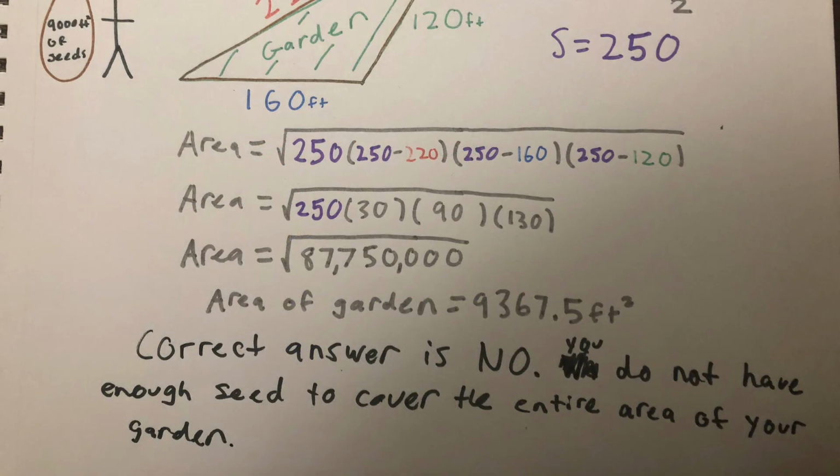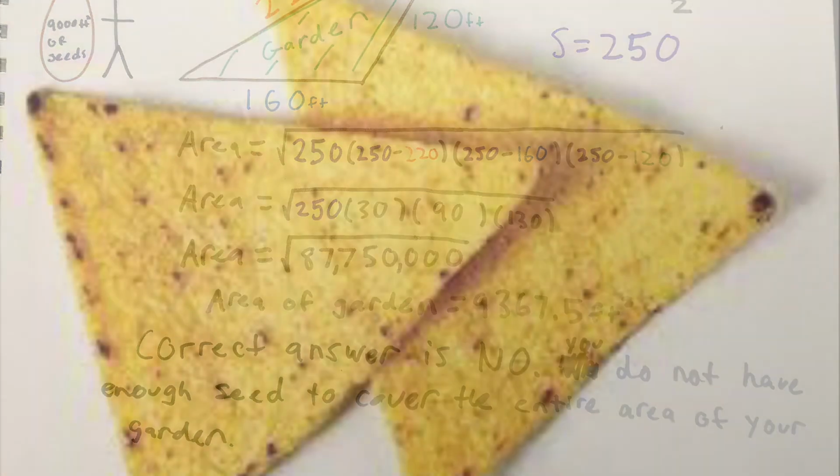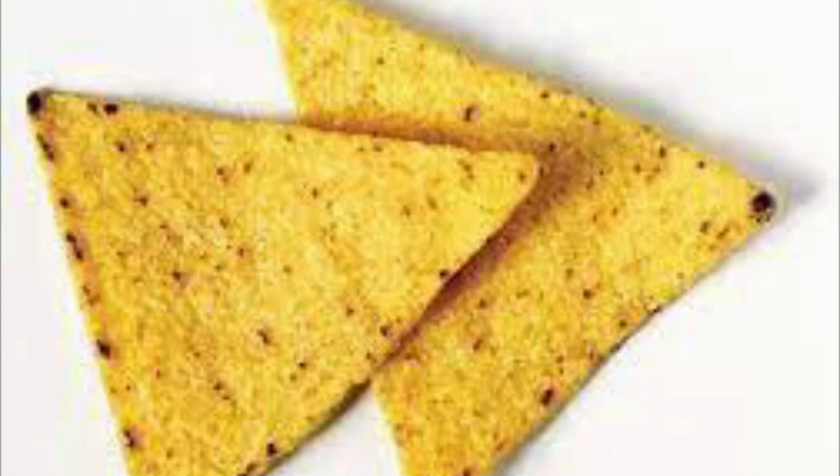In conclusion, you do not have enough seed to cover the area of your garden. While the area of your garden is 9,367.5 feet squared, you only bought enough seed to cover an area of 9,000 feet squared. You all must be wondering by now, why is Heron's formula so important?